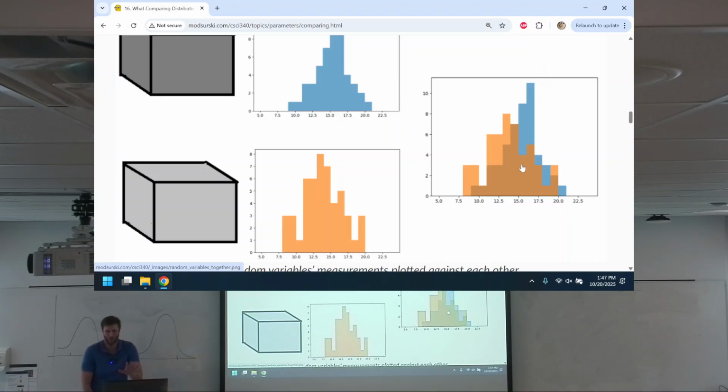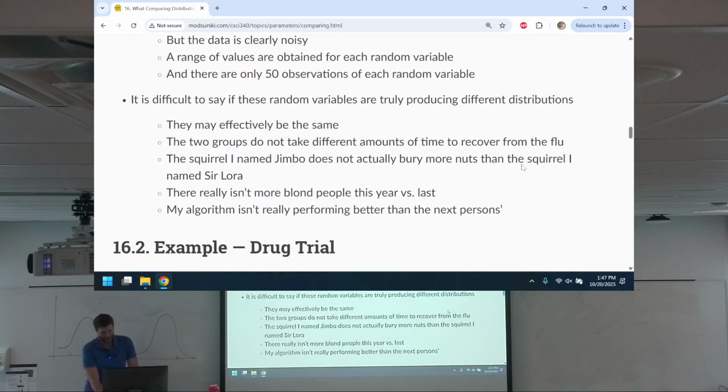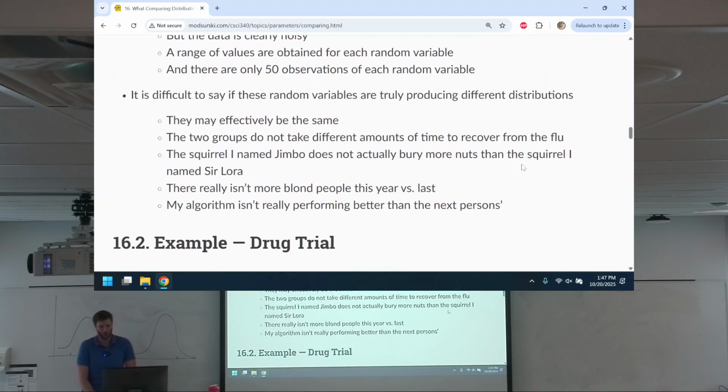So is the problem question clear? This is very important. All right, okay. They may effectively be the same. The two groups, so what would it mean if they're the same? The two groups do not take different amounts of time to recover from the flu. I gave half the people the drug, the other half didn't get the drug, or maybe had a placebo or something, and it turns out there really is no difference.